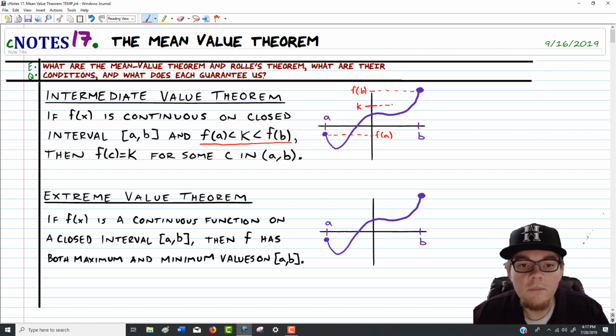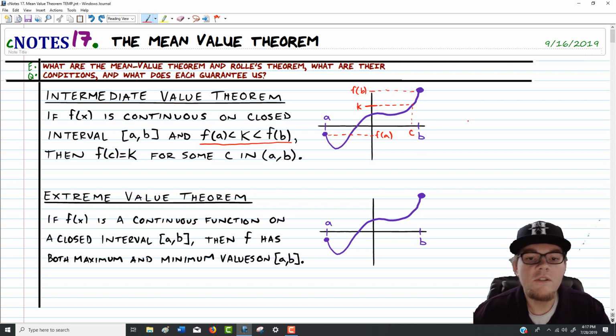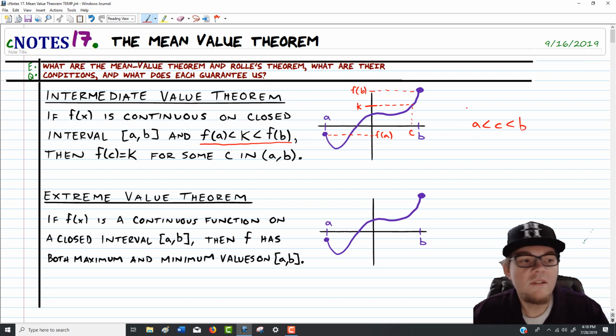So what that means is actually, we'll draw that. If I draw over to the curve, you can see that we can drop down and we can find some corresponding c value. And notice that c is between a and b. So basically what this is giving us, the intermediate value theorem, is kind of a betweenness existence, or the existence of some value that's between two other ones, assuming we have continuity.